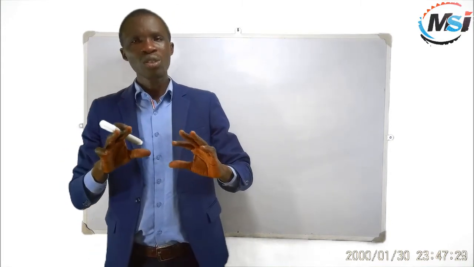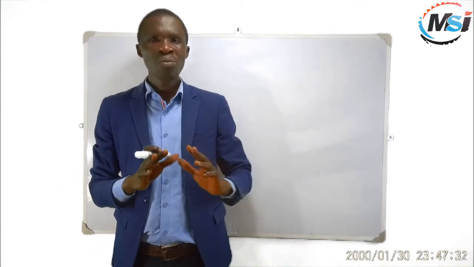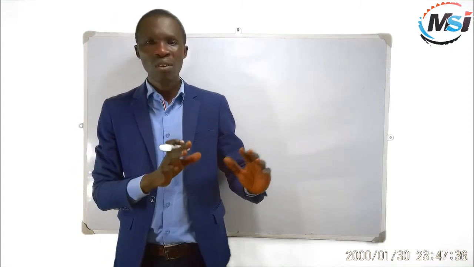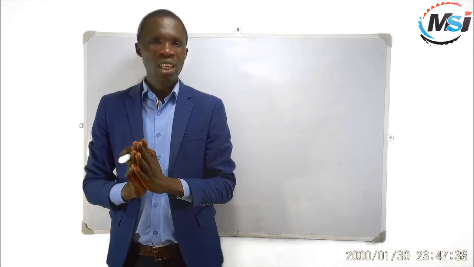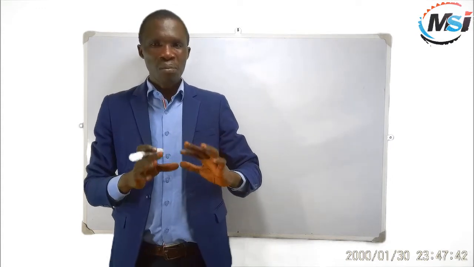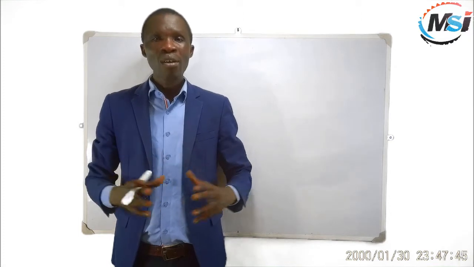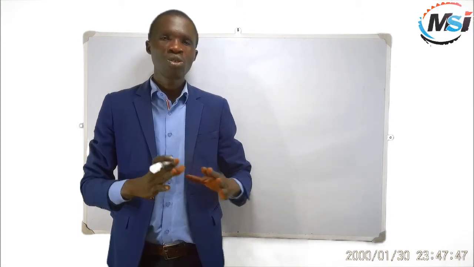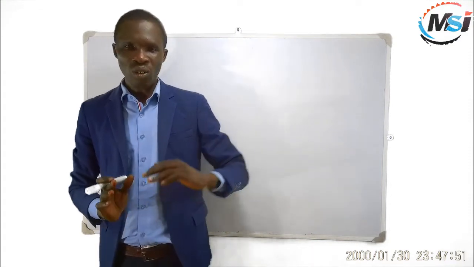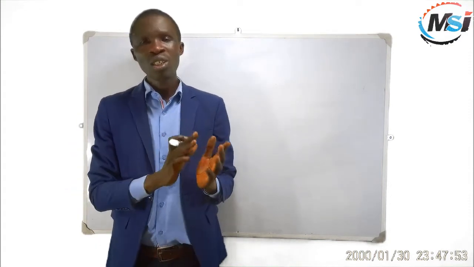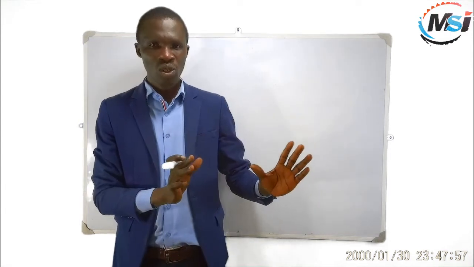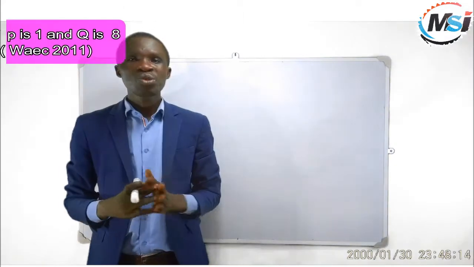Today we want to solve more questions on variation, and the type of variation we are looking at today is joint variation. In a previous class, I solved questions on partial variation, but today we want to see how to solve questions on joint variation. Now, I need to give you a little background of joint variation. Joint variation is the combination of direct variation and inverse variation. So let's see this question together.